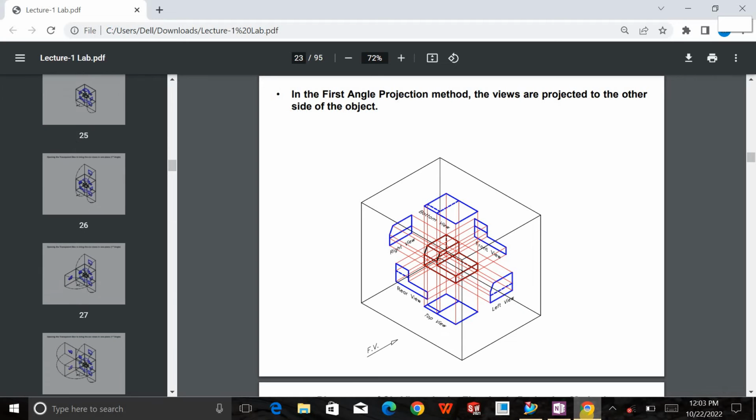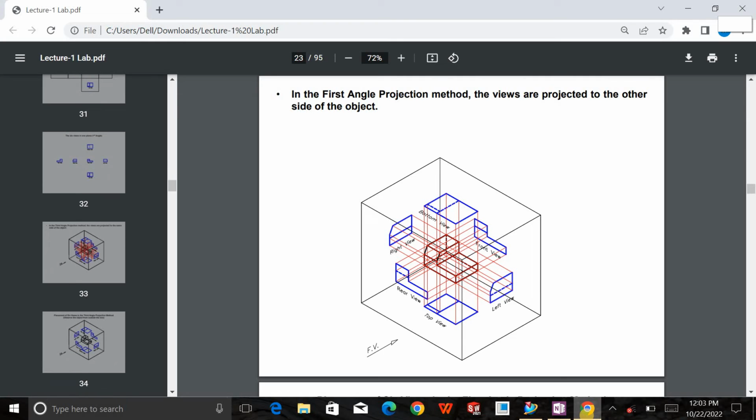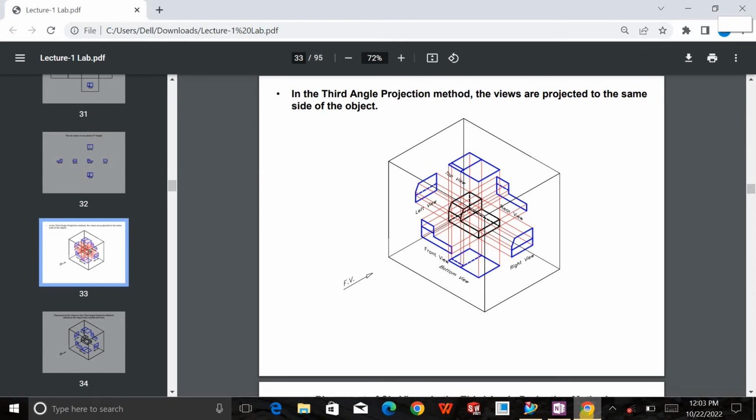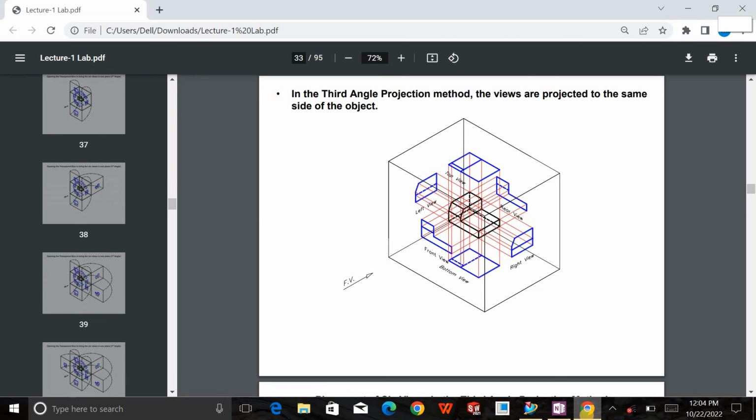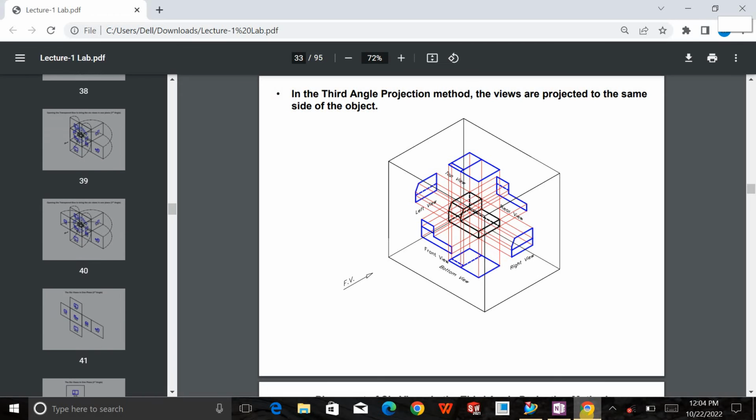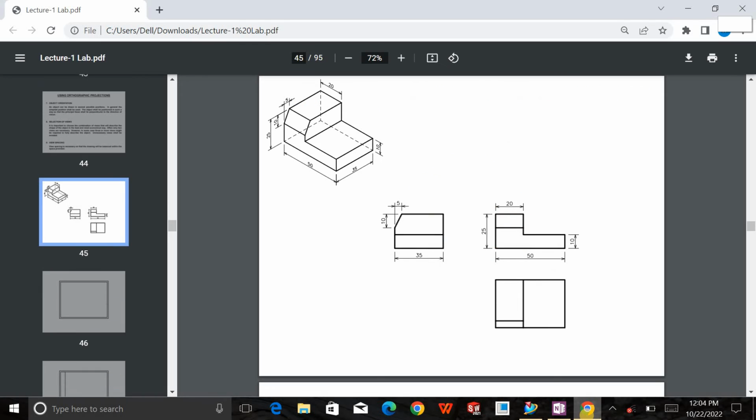But if you look at the third angle projection, what we consider is that we're looking at the object from the inside of the transparent block, right? And the projections are made on the same side. If I'm looking at this object from the front view, as you can see, the projection is on the front view. If you're looking at this object from the rear or back view, the projection is made on the rear side, meaning on the same side. This is the main difference between the first angle projection and the third angle projection, right?